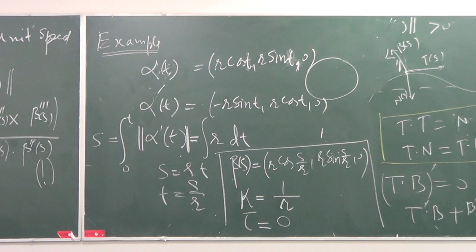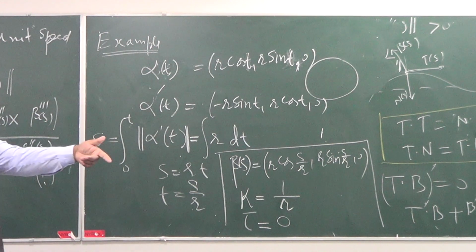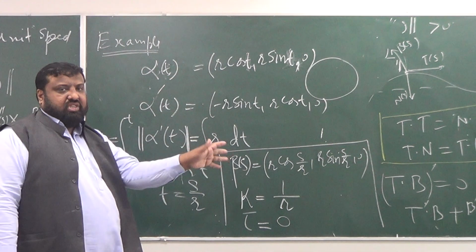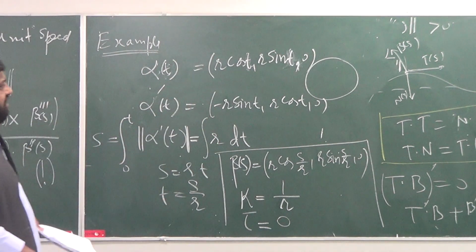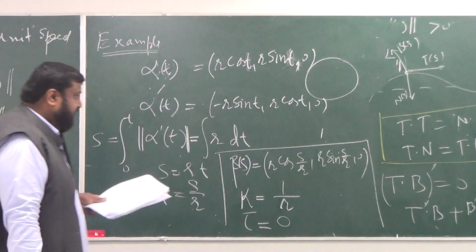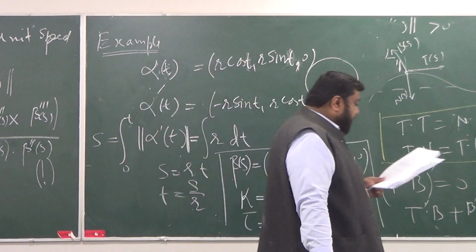Is it making sense? It's not necessary for it to be in the XY plane, it could be any plane. It must be in some plane, in a space plane. Even it could be in space actually. But it doesn't have twist, so it's going to be in some plane. This is going to be a planar curve. Okay? Is it making sense?